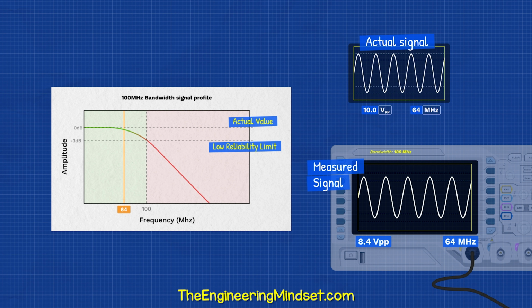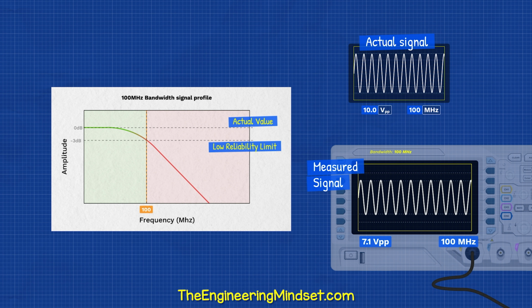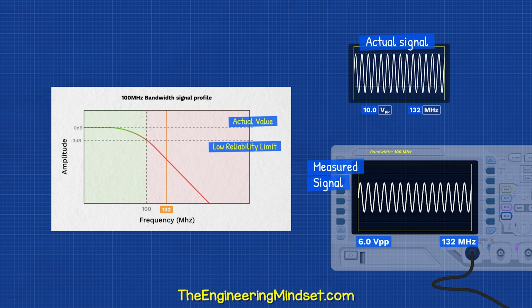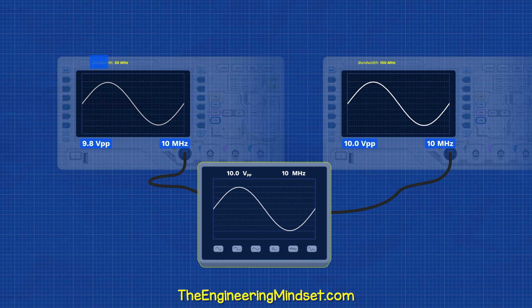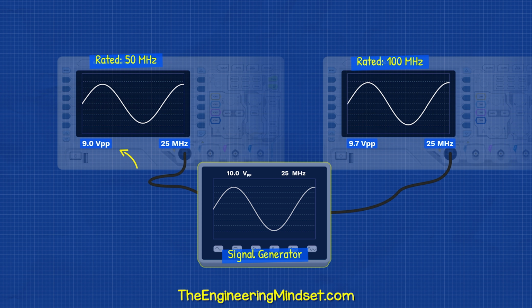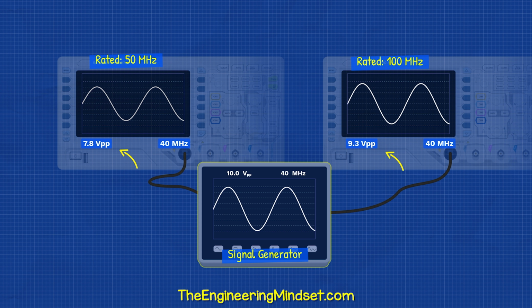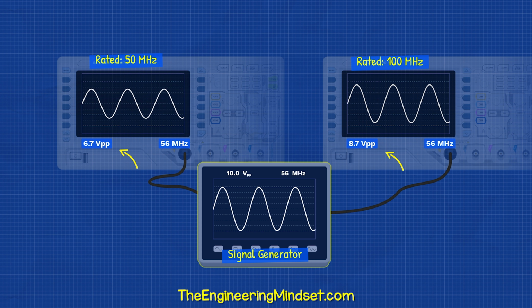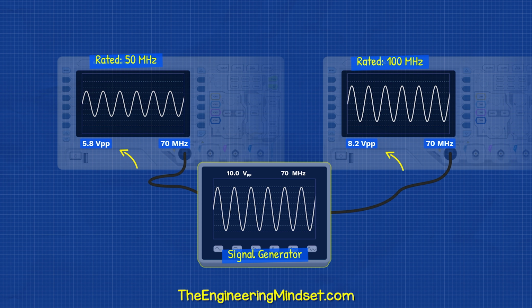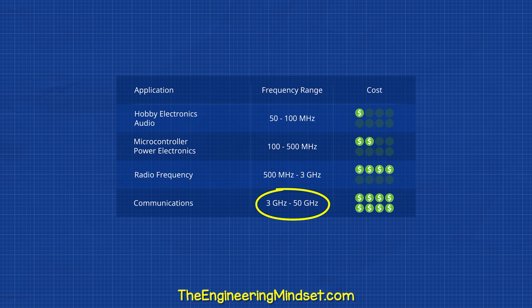The bandwidth is the maximum frequency the device can reliably read a voltage signal. For example, if we had a 50 and a 100 MHz oscilloscope and we tried to measure this 10-volt peak-to-peak sine wave signal at 10 MHz, they both read near the true value. But as the frequency increases, the voltage reading becomes less accurate, even though they can both still measure the frequency. So a higher bandwidth is better, but it's expensive, and you might not need it.